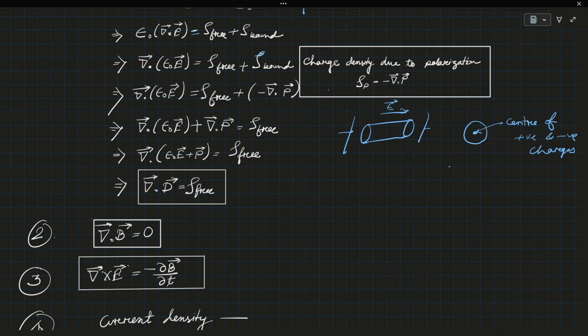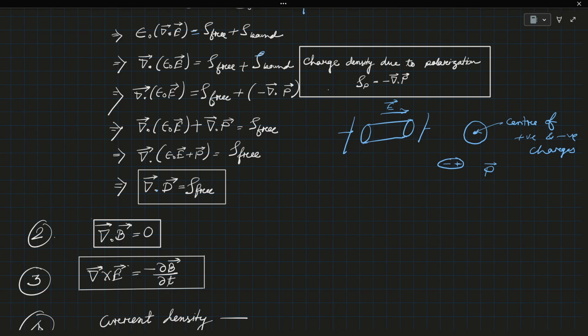The negative charge will move towards the left and the positive charge will move towards the right, okay. So there will be a polarization of this matter. The polarization can be written as P. The negative charges have got displaced by an amount towards the left, and the positive charges got displaced towards the right, okay. So this is the polarization.